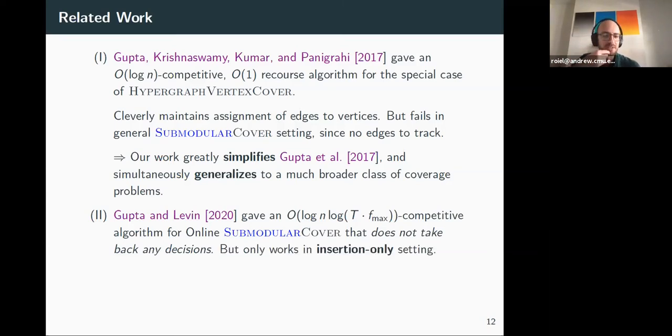But this really fails in our setting, and it's very fundamentally an insertion-only version. You can't maintain a solution with no takebacks when there are insertions and deletions of the constraints.